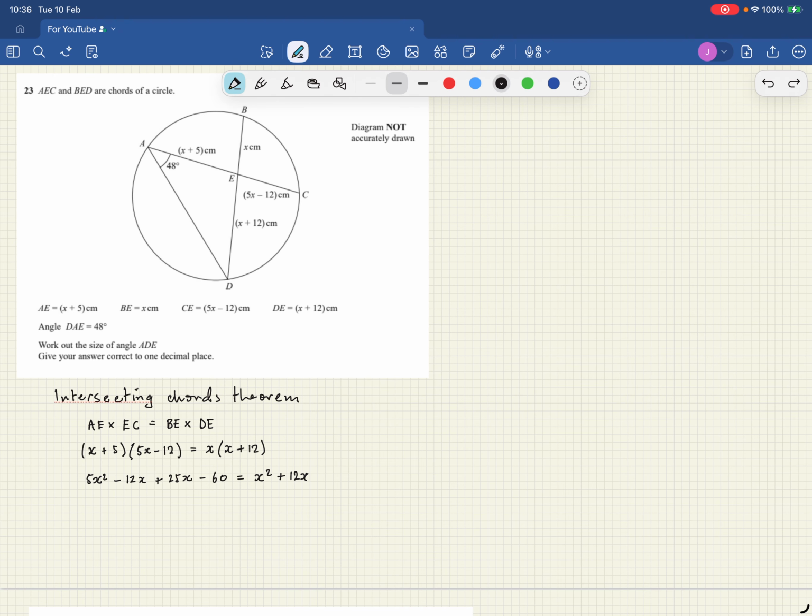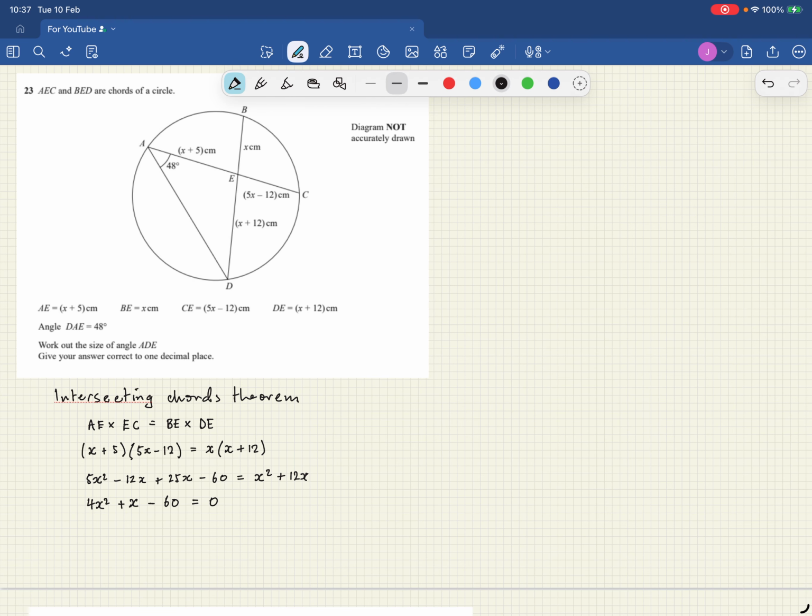So 5x squared minus x squared is 4x squared, so that's quite nice and easy. And then I've got minus 12x plus 25x, and I want to subtract another minus 12x. So in total, I'm going to have minus 24x plus 25x, and that's just plus x on this side. And then I've got no units, so I still just keep my minus 60, and that is equal to 0.